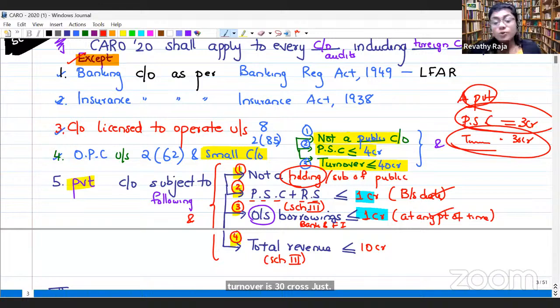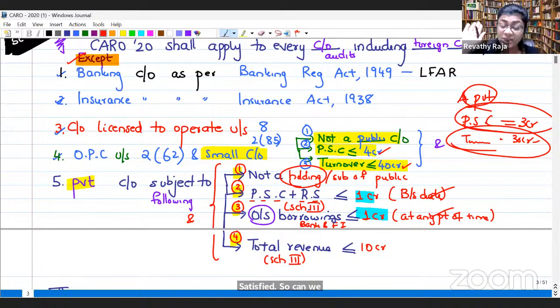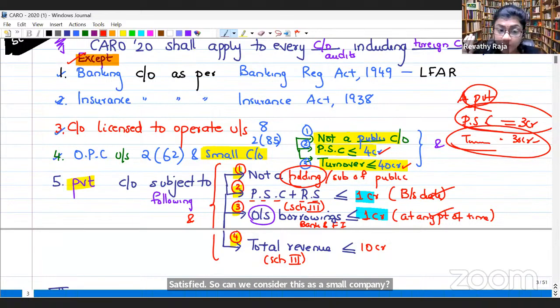See, first you will check whether it falls under the category of small company. Can you verify and say, is it a small company, private company? Paid up capital is only 3 crore, up to 4 crores is allowed. Turnover is up to 40, it's only 30. So all the conditions of small company are satisfied. So, can we consider this as a small company?